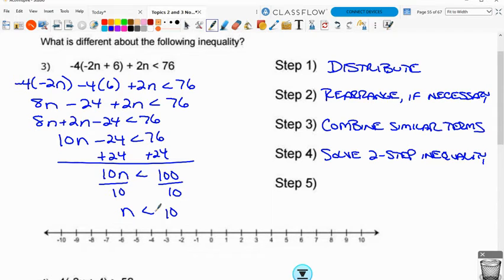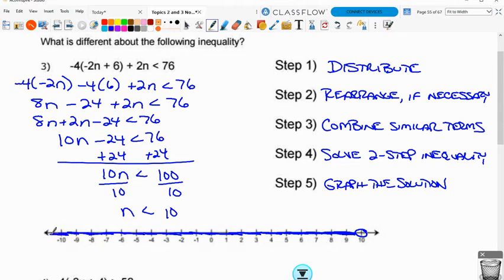Now we need to do the final step, step number 5, which is to graph the solution. Since we had n is less than 10, what we're going to do is put an open circle on 10, since n is not allowed to be equal to 10. Open circle on 10. And now less than 10 is going to be shaded to the left on the number line. So we're going to shade the values that are to the left of 10 on our number line.